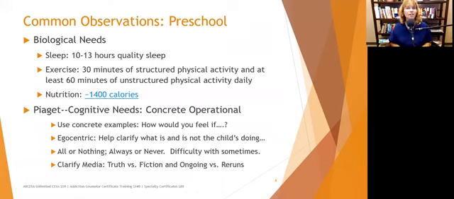Make sure to clarify all or nothing kind of terms for them, and help them understand the difference between what happened in a television show, which is fiction, and what's happening in real life, and whether it's continuing to be ongoing.